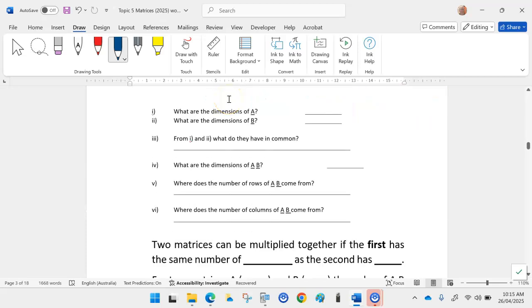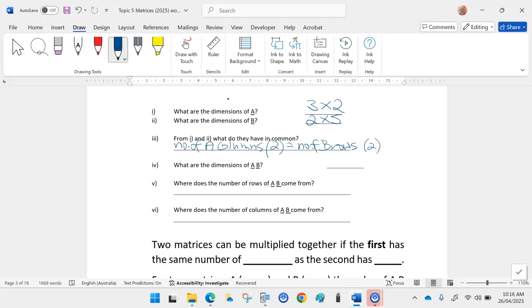So in the previous example that we did over the previous page, A and B, what are the dimensions? Well, A has dimensions 3 by 2, 3 rows, 2 columns. B has dimensions 2 rows, 5 columns. What do they have in common? Well, the number of A columns, the first matrix, which is 2, equals the number of B rows, also 2.